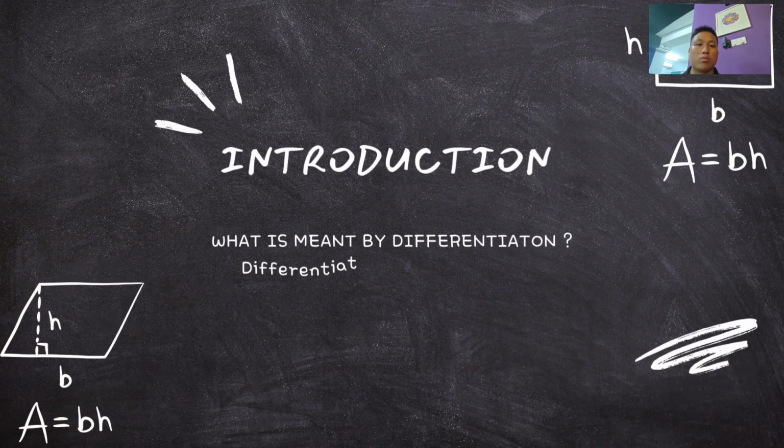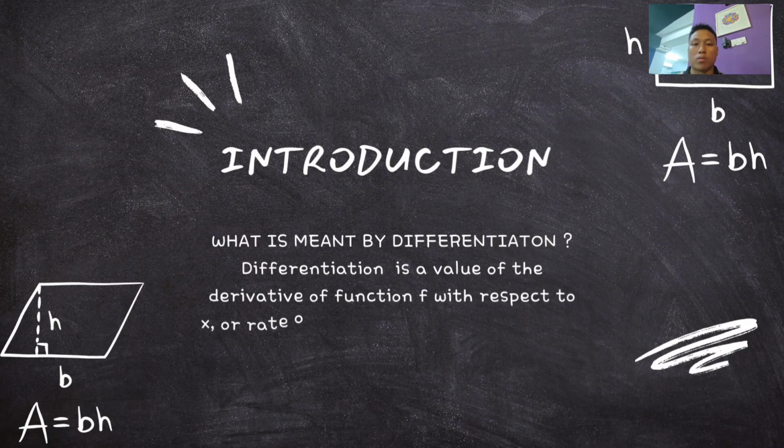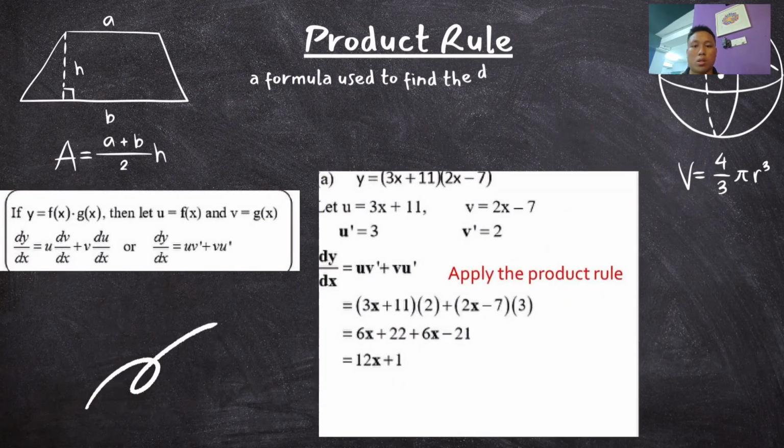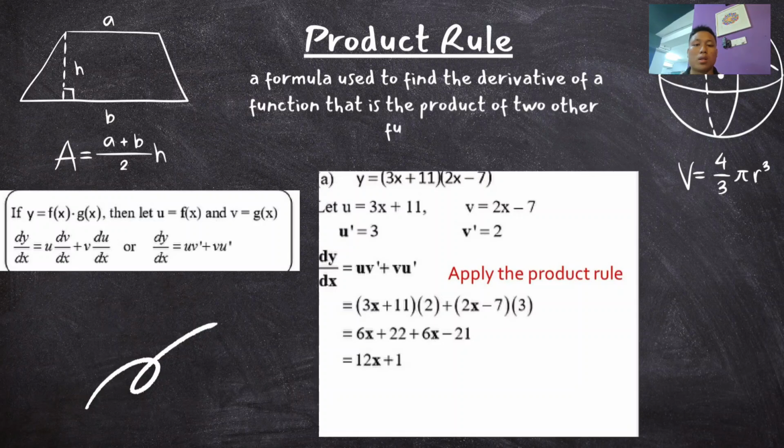Alright, what is meant by differentiation? Differentiation is the value of the derivative of a function with respect to x, or the rate of change of y with respect to x. Allow me to explain briefly about some rules that are applied in differentiation.